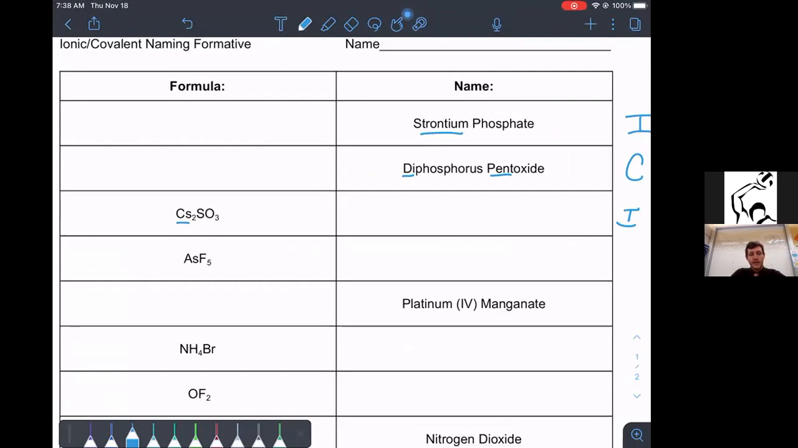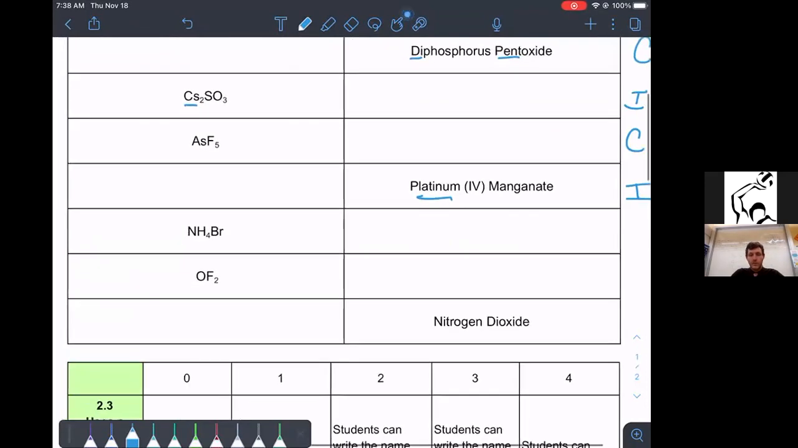Arsenic and fluorine. I keep thinking astatine for some reason. Arsenic and fluorine are both nonmetals because they're on the right side of the metal-like line, which means they're covalent. Platinum, again, is a metal, which means it's ionic. We also have a Roman numeral, which only happens in ionic.